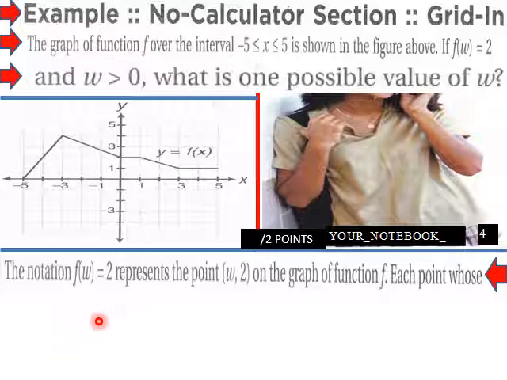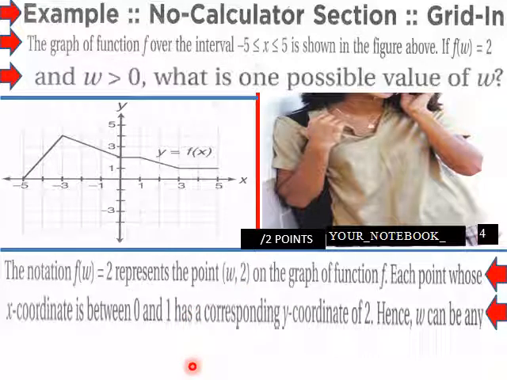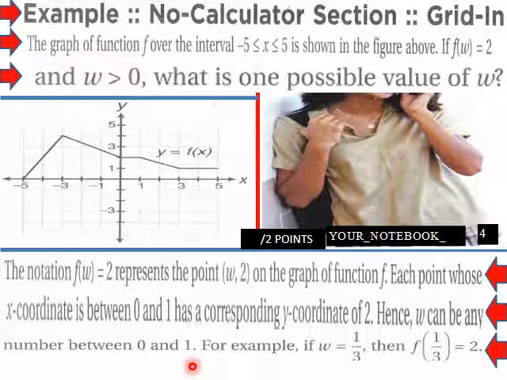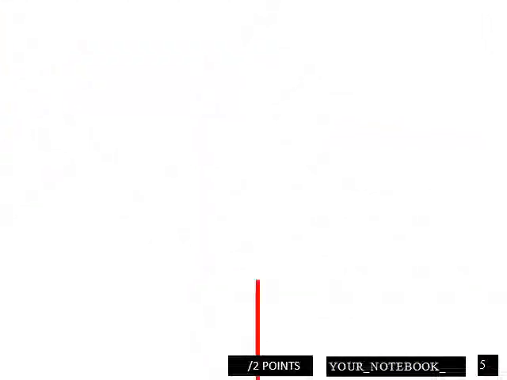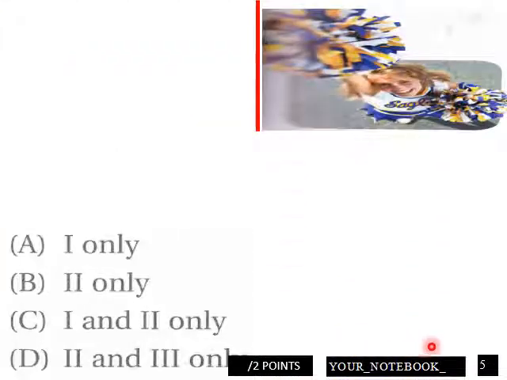The notation f of w equals 2 represents the point (w, 2) on the graph of the function. Each point whose x coordinate is between 0 and 1 has a corresponding y coordinate of 2. Hence, w can be any number between 0 and 1. So you would grid in 1/3, 1 divided by 3, and it would be correct. Page 5.